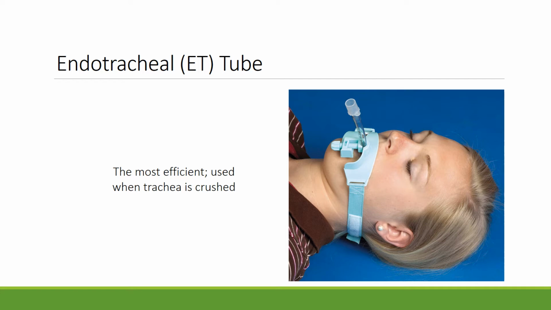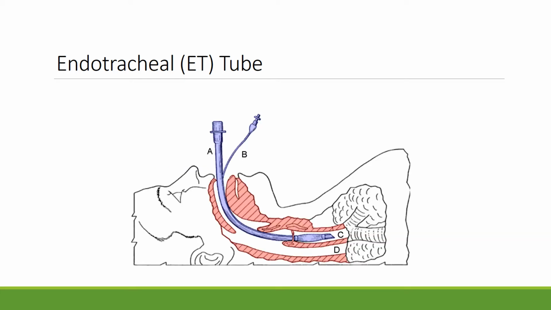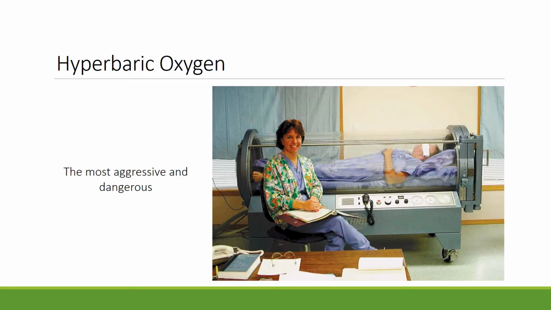Of the methods mentioned so far, the most efficient is the endotracheal tube. It's used most often when the trachea is crushed. Endotracheal intubation is a procedure where a tube is inserted through the mouth or nose down into the trachea. Before surgery, this is often done under deep sedation. In emergency situations, the patient is often unconscious at the time of this procedure. This diagram shows you how an endotracheal tube is inserted.